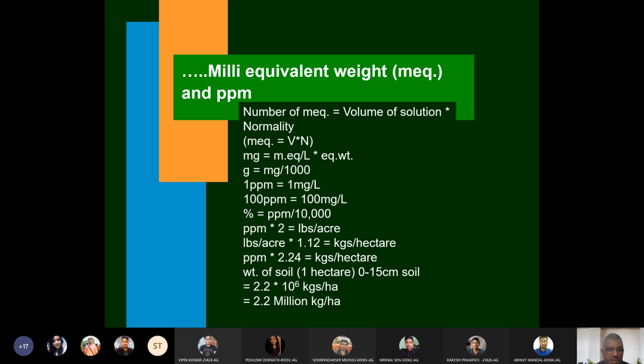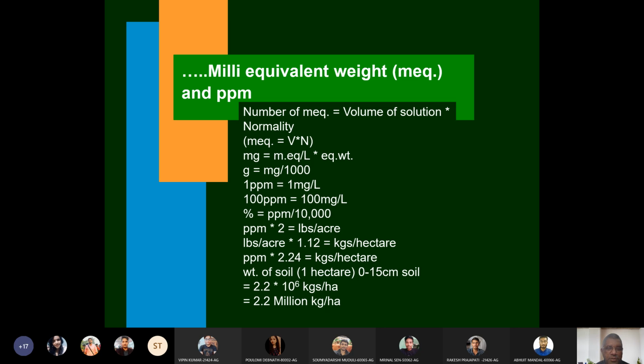And 1 ppm, you understand, means 1 milligram per liter of the solution. Take 1 milligram of a substance and make up the volume to 1 liter. This will be 1 ppm, or 1 milligram per liter of the solution. Then if you want to convert ppm into percentage, percentage is equal to ppm divided by 10,000, or ppm into 10 to the power minus 4.